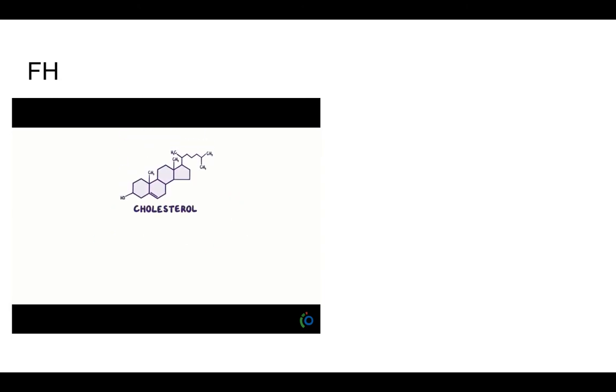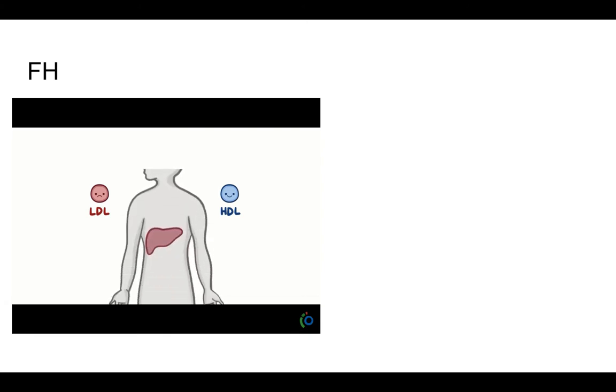Now, cholesterol is a lipid molecule, so a type of fat, that normally helps maintain the structure of cell membranes and is a precursor to steroid hormones, bile acids, and vitamin D. There are two main types of cholesterol: LDL, or low-density lipoprotein, which is sometimes called bad cholesterol, and HDL, or high-density lipoprotein, which is sometimes called good cholesterol. But good and bad is overly simplistic, and like with all things, the subtleties matter.